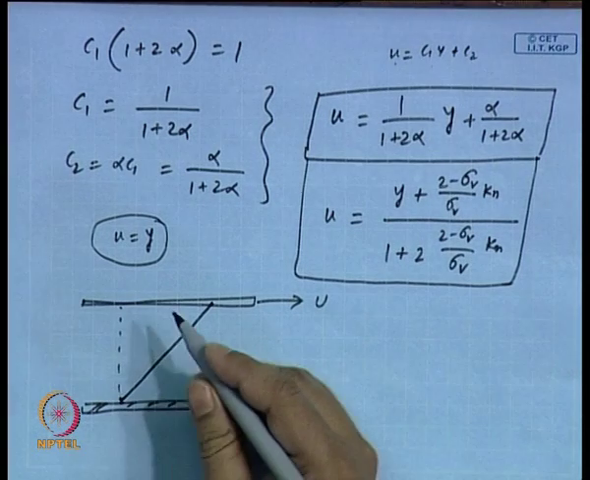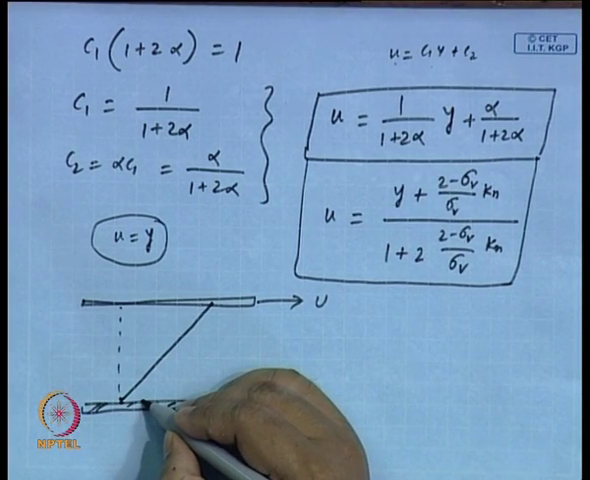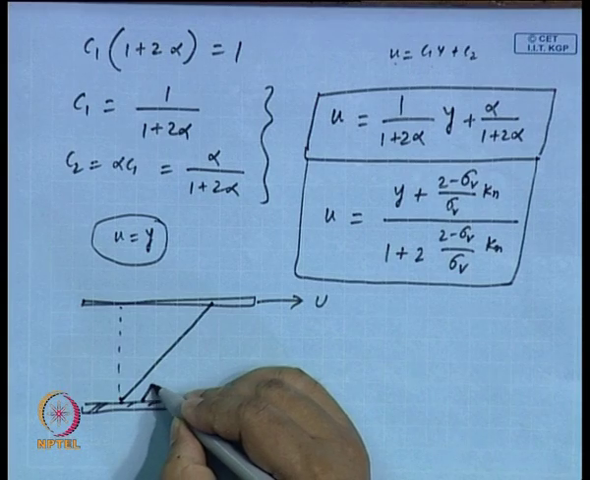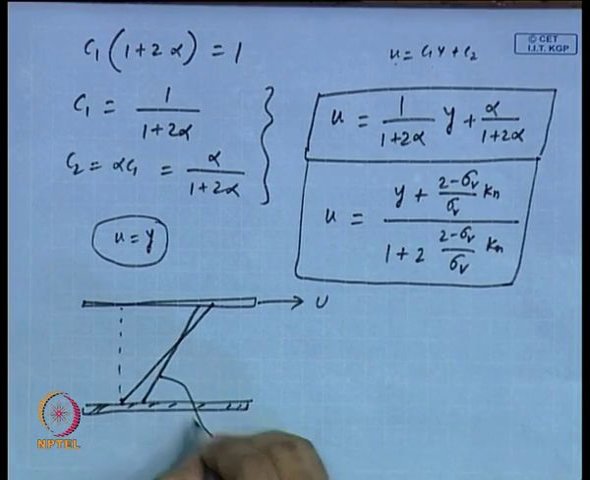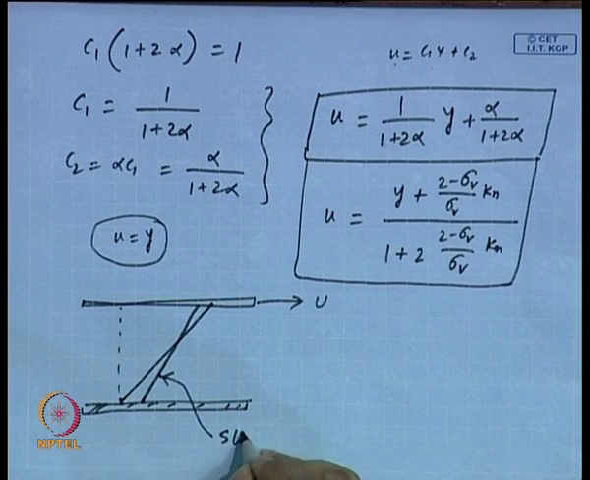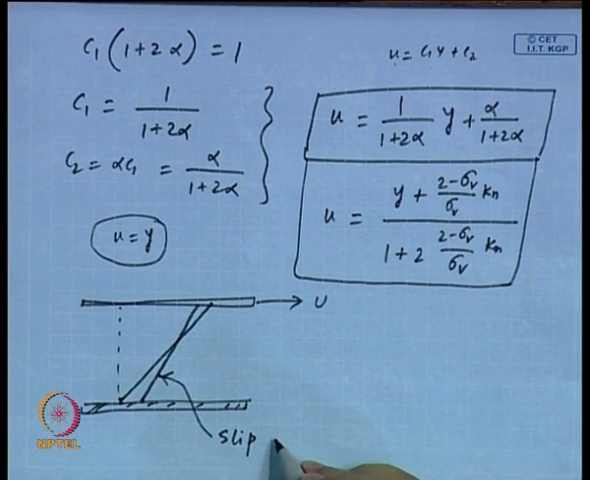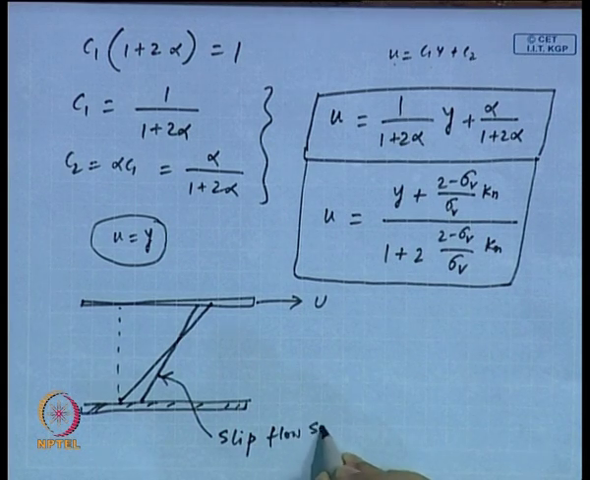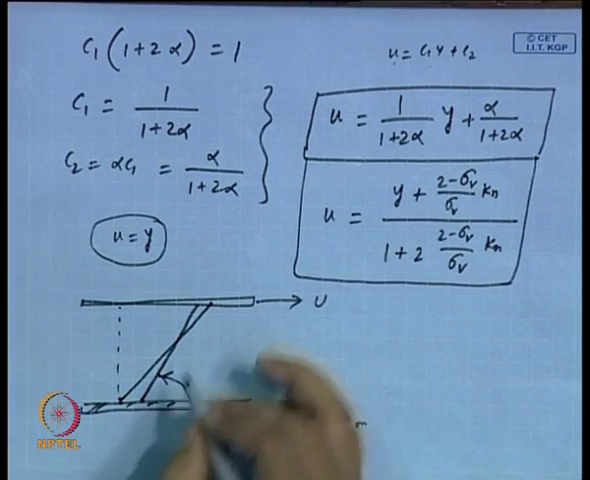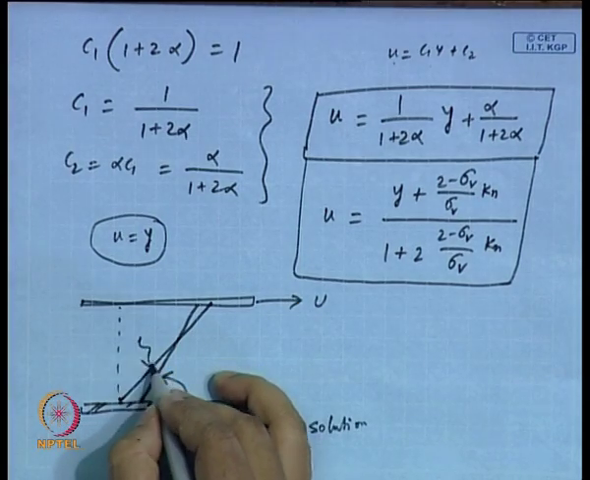Can somebody guess then what would be the form? It will not be 0 here definitely. So, it will start from here and it will end before this. So, it would be like this. So, this is the slip flow solution and this is the no slip.